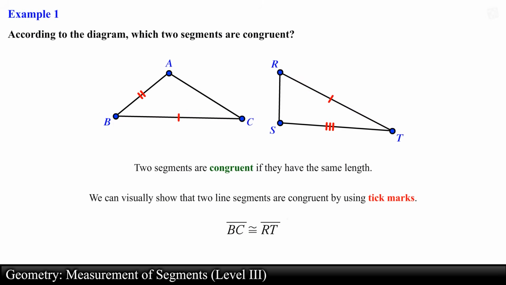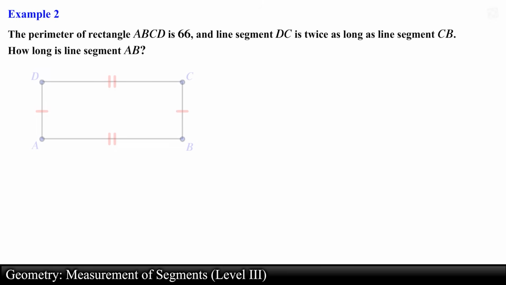Alright, that was a nice warm-up. Let's try a more challenging problem. The perimeter of rectangle ABCD is 66, and line segment DC is twice as long as line segment CB. How long is line segment AB?